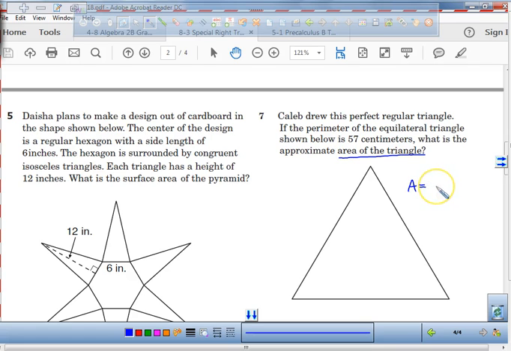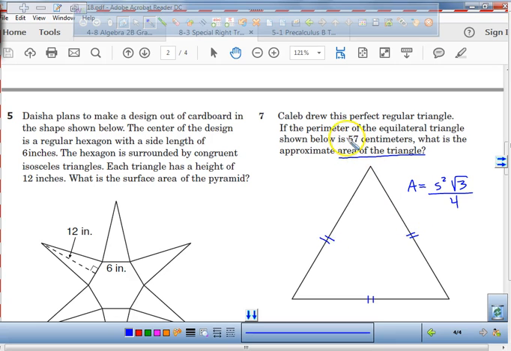No? Okay, write the formula down. Alex, what did you write down for the shortcut for the area of an equilateral triangle? S squared radical 3 over 4. So if we just know the length of the side, we can find the area of the triangle, because this side is equal to this side, which is equal to this side.